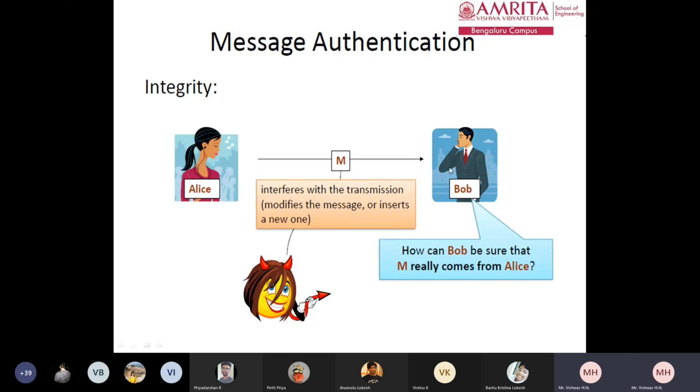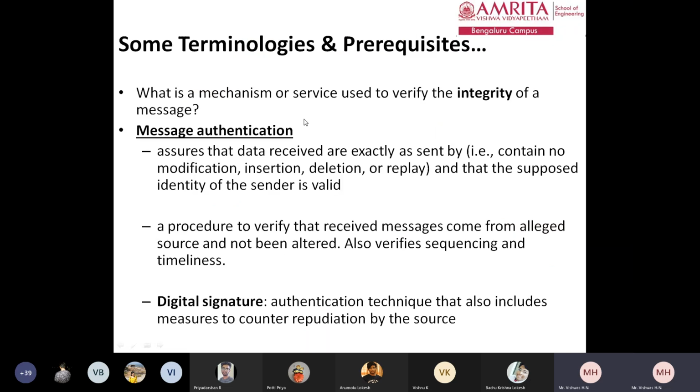Is that clear? But what's happening here? Somebody is actually changing the data. When the data is changed or modified, obviously it is not the actual data that you're supposed to get. Even though you're getting it from Alice, it is not the actual data that you're supposed to get. Basically, integrity is compromised here. So let us see how to handle this.